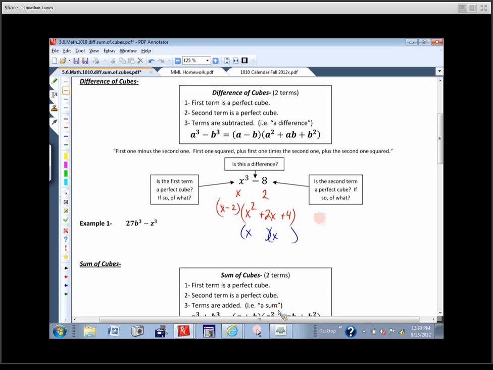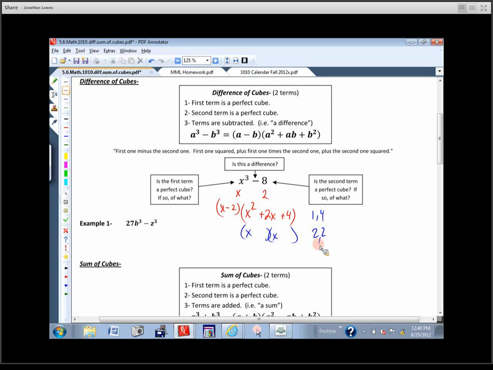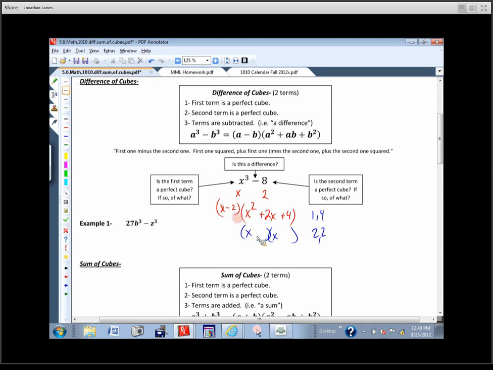Well, let's make a list. 1 and 4 multiply to be 4. Can you make a 2 out of a 1 and a 4? Nope. 2 and 2 multiply to be 4. But can you make a 2 out of a 2 and a 2? No. You're either a 4 or a 0. There's no in between. Okay? So this does not factor. This piece right here is prime. The good news about the difference of cubes and the sum of cubes formula is that this part right here is prime. It doesn't go any further. Okay? We're stuck right there.